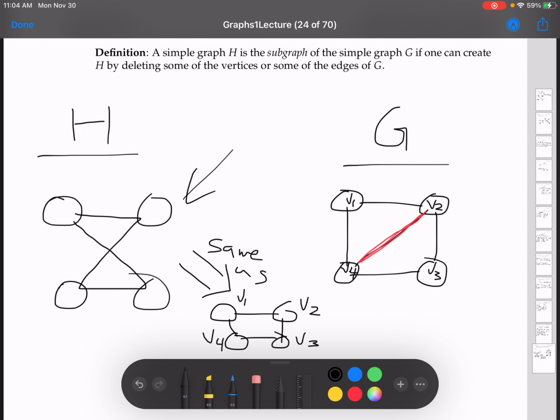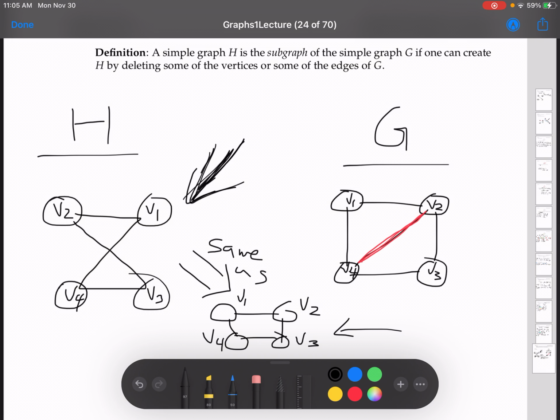V3, V4. Now think about if this was V1, V2, V3, and V4. Think about taking this graph up off the page and swapping where V1 and V2 sit. And then you get exactly this graph here. You could pick this graph up off the page, swap the positions of V1 and V2, keeping the edges touching V1 and V2 exactly how they are, and you could get exactly this graph.